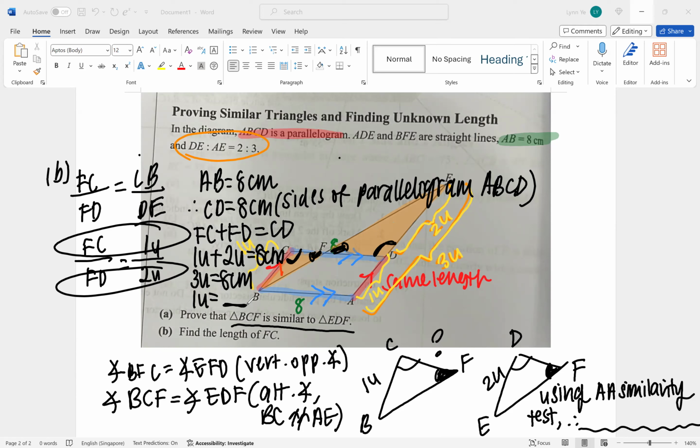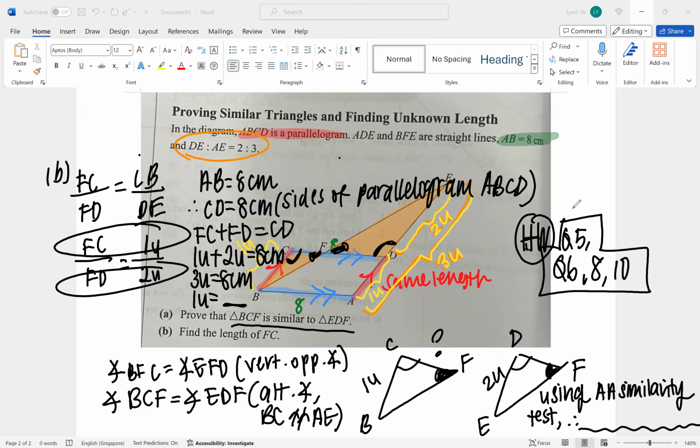Alright. So right now, your homework, I want you guys to do question number 5, 6, 8, and 10. That will be your homework. And do not copy from the answer key because the way I teach is totally different from the answer key. If you copy the answer key, I will know.